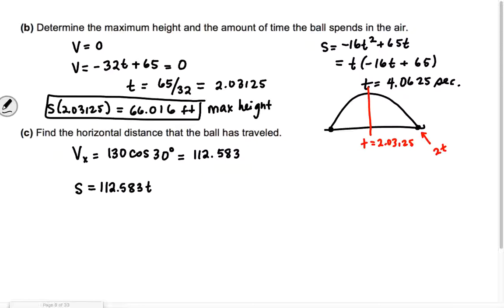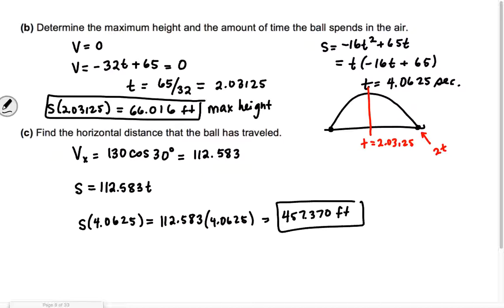Benjamin, wake up. All right, so what's the horizontal distance the ball has traveled? How do I find that? You just multiply 4.0625 times that number. Yeah, we're going to plug in how long it was in the air into this equation. So we get 457.370 feet. Yeah, that's pretty far.